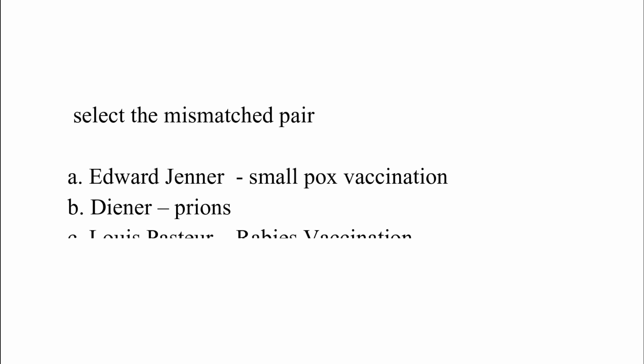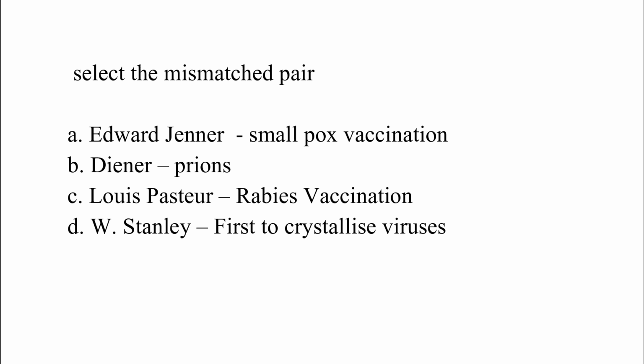Select the mismatched pair. Option A: Edward Jenner, smallpox vaccination. Option B: Diener, prion. Option C: Louis Pasteur, rabies vaccination. Option D: W. Stanley, first to crystallize virus. The correct answer is option B, which is Diener, prions.